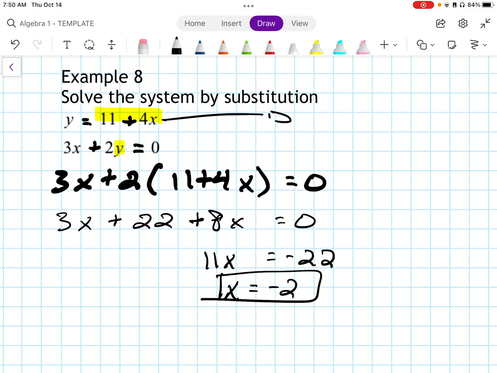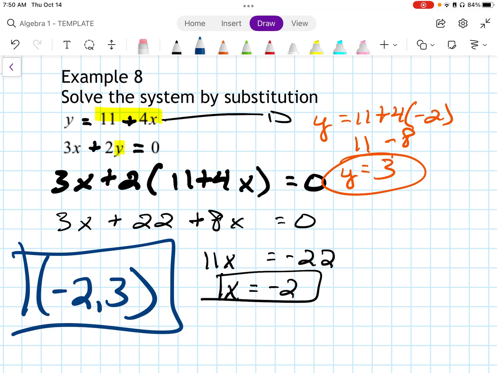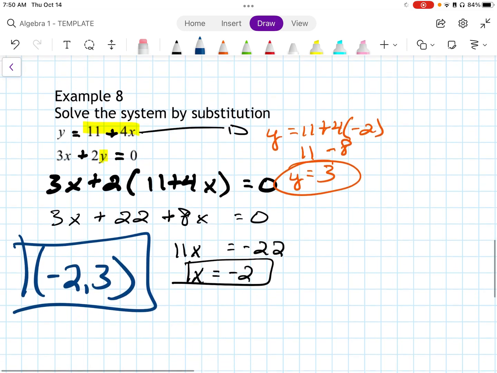I'm going to plug back into the top one there, and I'll get y equals 11 plus 4 times negative 2. So 11 minus 8, which is 3. Y equals 3. So writing this as a final point, I'd have negative 2, 3. All right, that is all.